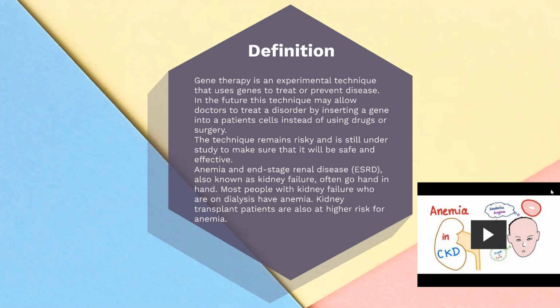Anemia. Anemia and end-stage renal disease, also known as kidney failure, often go hand in hand. Most people with kidney failure who are on dialysis have anemia. Kidney transplant patients are also at higher risk for anemia.